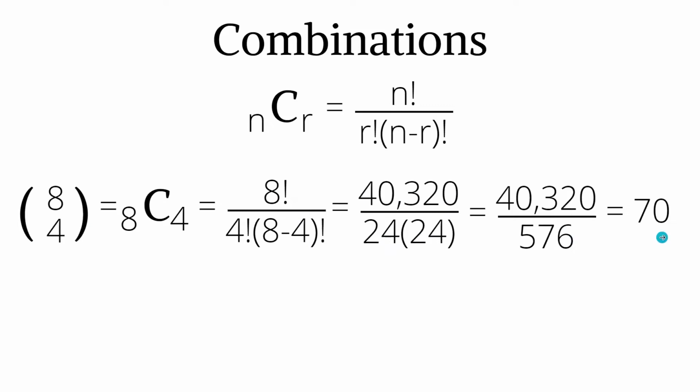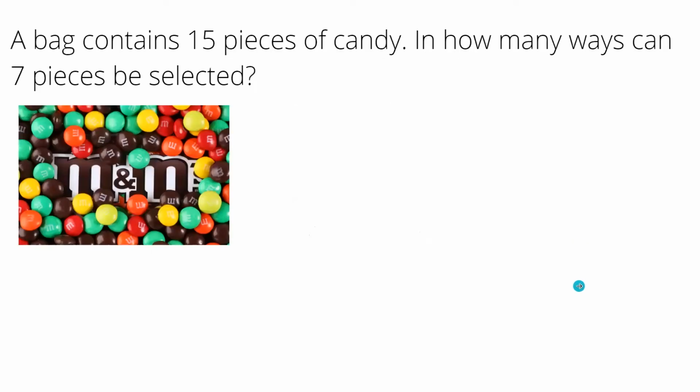Now that is not too difficult, but sometimes these numbers get really big. And so we'll look at that in just a second, and I'll show you how you can use your calculator a little bit easier. Let's look at another example. A bag contains 15 pieces of candy. In how many ways can 7 pieces be selected?